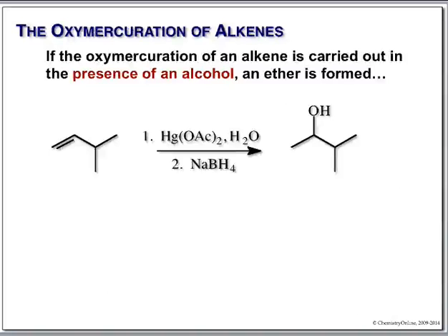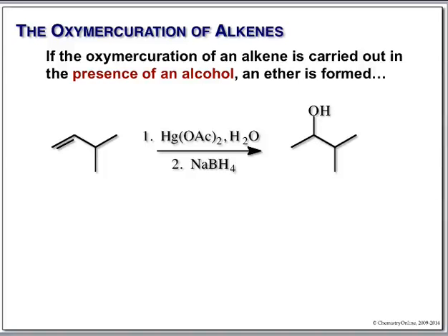You can also make an ether using the same approach that we use to make Markovnikov alcohols with mercuric acetate. If you recall, with mercuric acetate, we would take an alkene and react it first with mercuric acetate in water. That would give us a mercuridium ion. Second step, attack by water. And finally, sodium borohydride to get rid of the mercury.